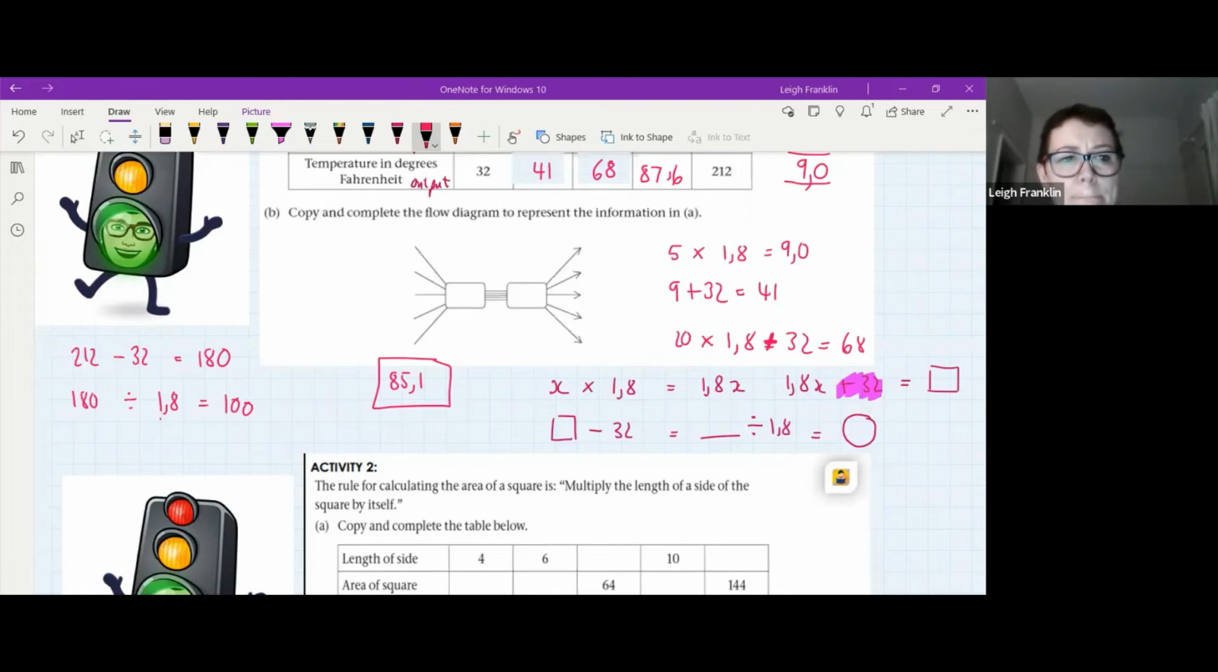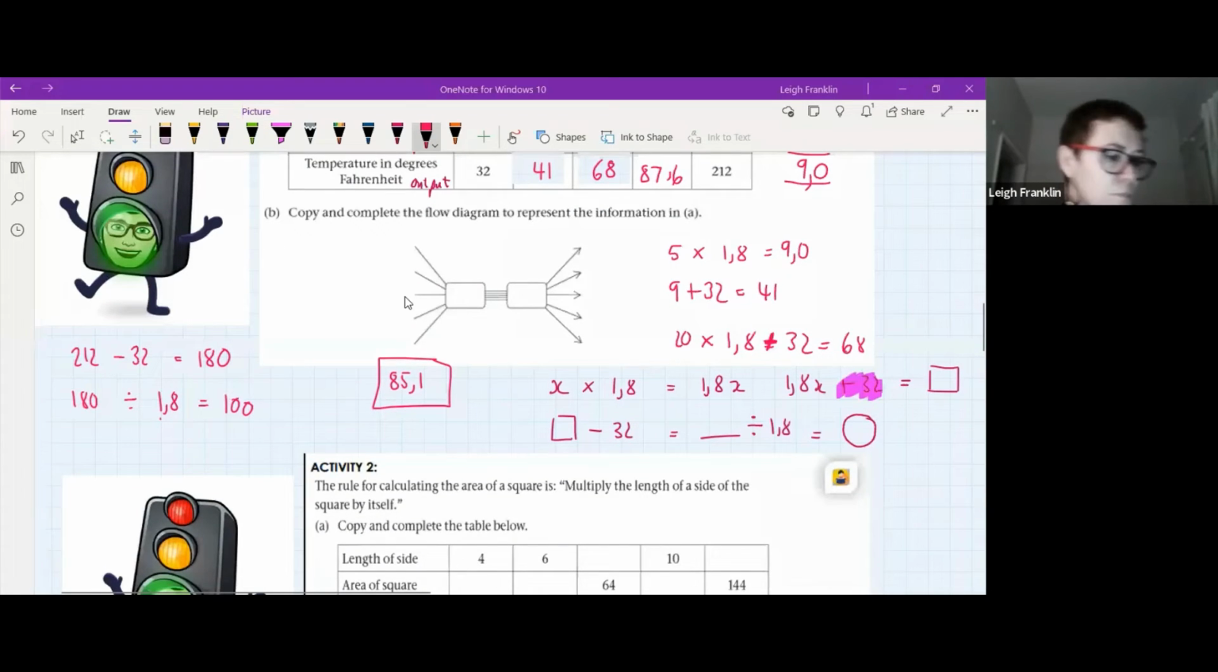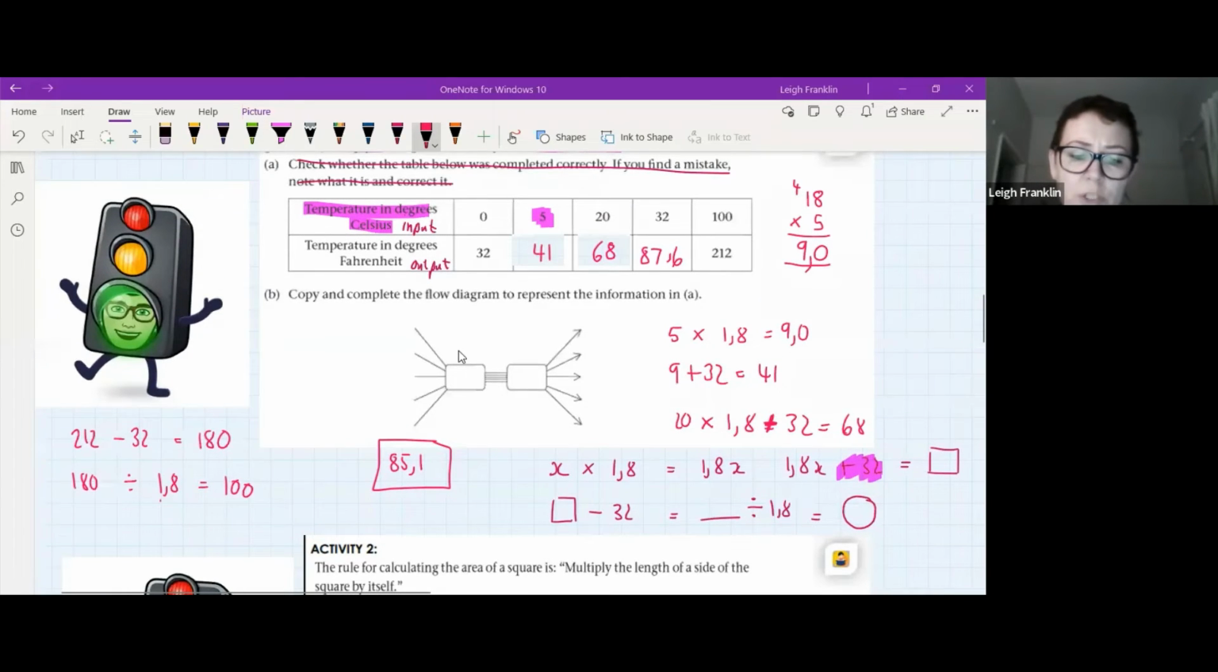I wanted to ask about the question where 32 times 1.8 plus 32. Ma'am, I just checked it on the calculator, and it still gave me 89.6. Okay, maybe I made a mistake. Let me just double check. So that was when 32 went in. Okay, let me check as well. I'm also going to work that out again.